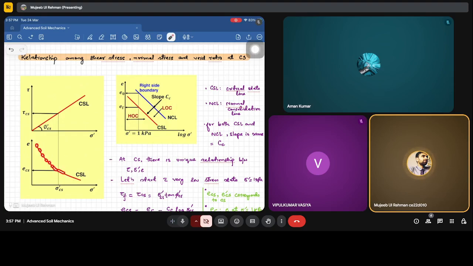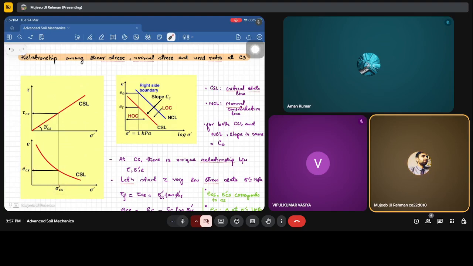This is actually the void ratio e plotted for different values of the stresses that have been achieved in the test. Now at a certain value, sigma dash CS, we have the void ratio e_CS corresponding to this effective stress, and also the shear stress corresponding to this effective stress. e_CS represents the void ratio at this value of the stress.